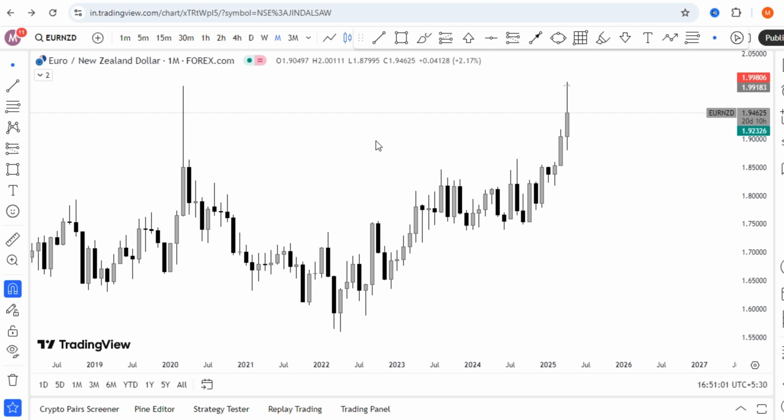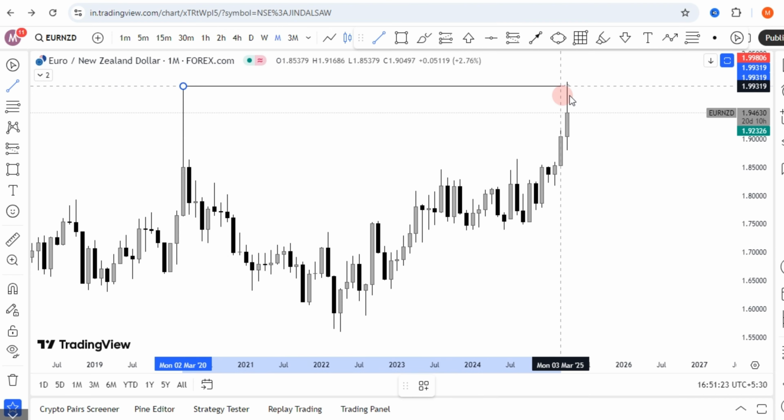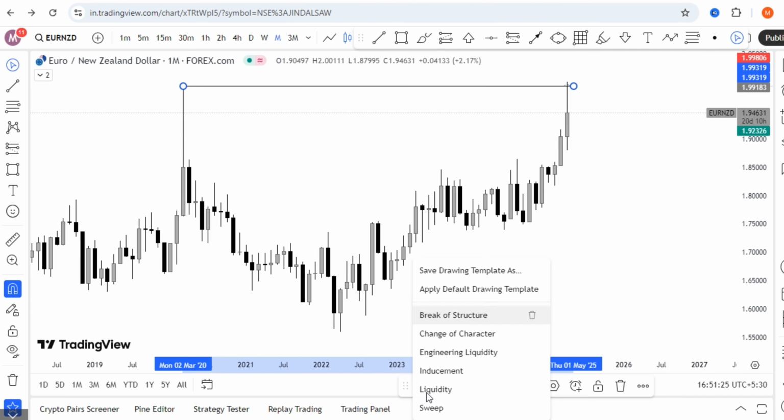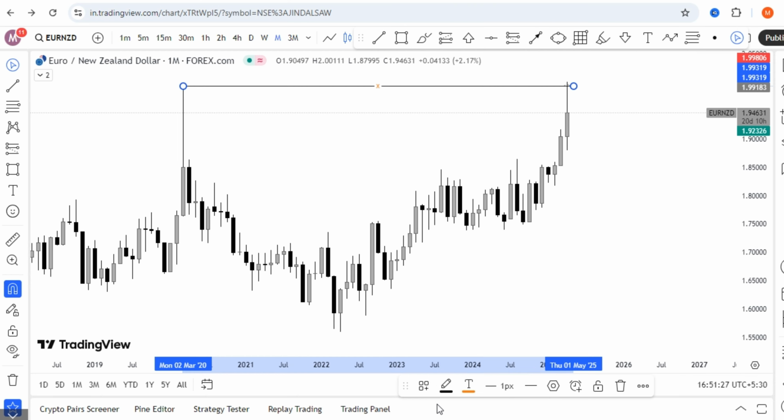Hello friends, welcome back. In this video, we will be discussing the sweep entry model, which I took in a Euro NZD trade. So this one you can see here. Yeah, here you can see it's a monthly time frame. On the monthly time frame, it has given a recent sweep. You can see it is a recent sweep, so I'll mark it as a sweep.